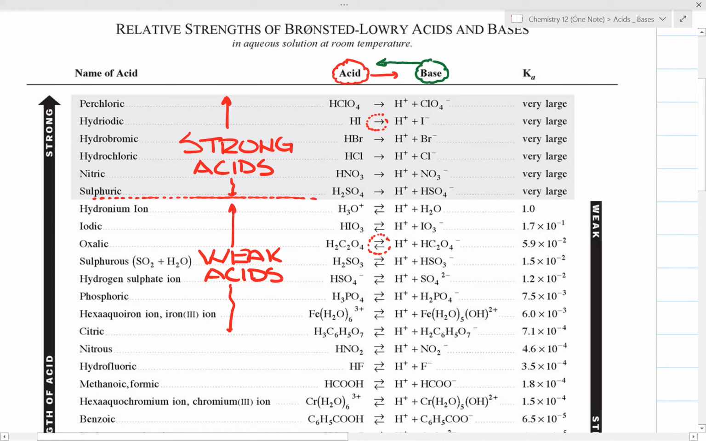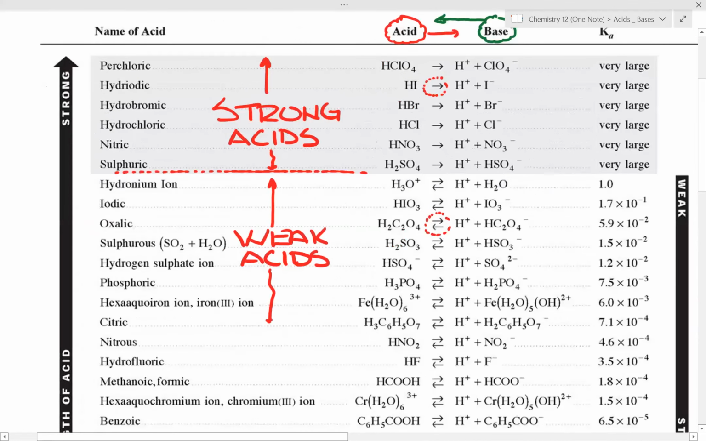Okay. Now, you might say, well, Mr. Chan, how about hydronium ions? Hydronium ion is right at the border between strong and weak. Can we say that hydronium ion is a strong acid? The answer is no, because again, if you take a look, it is at equilibrium. It is the strongest of the weak.